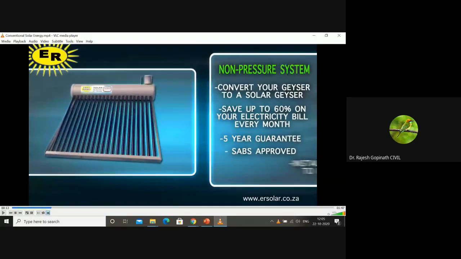Actually, government is promoting solar energy now so that we can reduce our dependency on thermal power plants, so that problems such as global warming and climate change can be curbed.